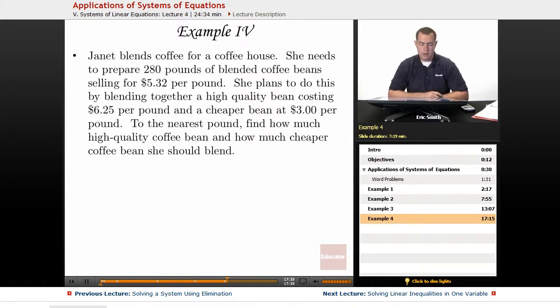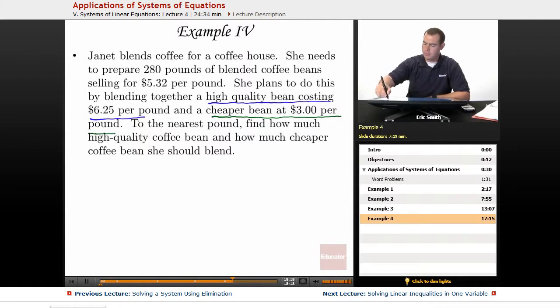So in this problem, I have Janet that blends coffee for a coffee house. And what she wants to do is prepare 280 pounds of blended coffee beans and sell it for $5.32 per pound. And the way she plans on making this mixture is she's going to blend together two different types of coffees. She's going to blend together a high-quality coffee that costs $6.25 per pound. And she's also going to blend together with that a cheaper coffee that only costs $3 per pound. So the question is, to the nearest pound, how much high-quality coffee bean and how much cheaper quality coffee bean should she mix in order to get this blend?